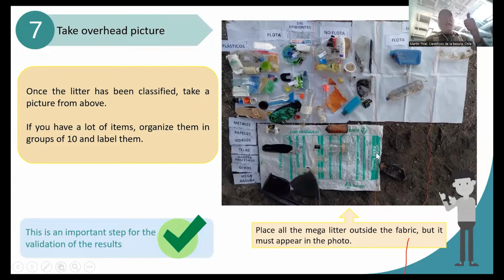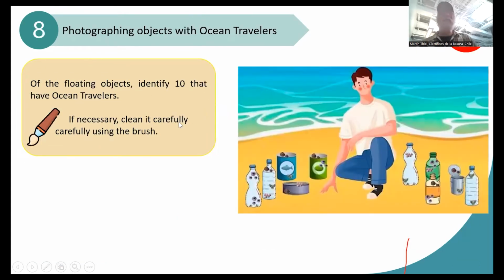So this is the first question, and now we move forward to the second question where we are interested in the organisms, and here we focus on the litter that can travel with the ocean currents, the litter that does have epibionts and that does float. Of those items we then take more detailed pictures, and if we have many of those items with epibionts, we select the 10 that have most items.